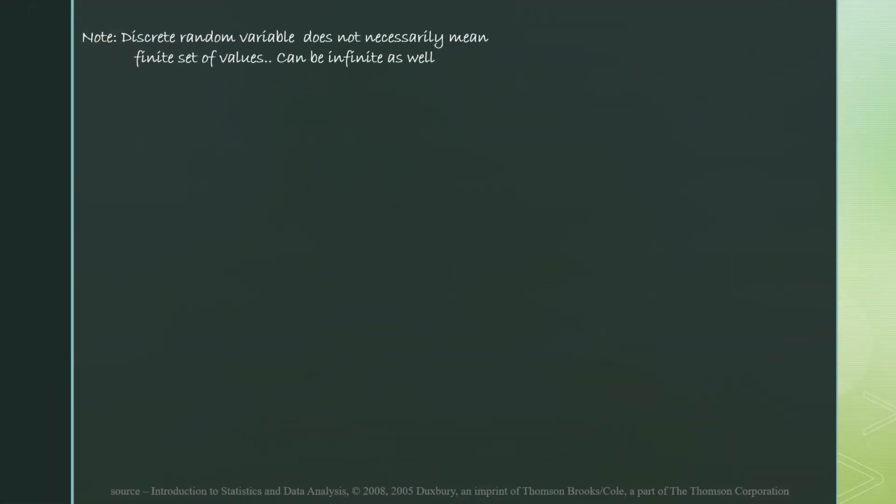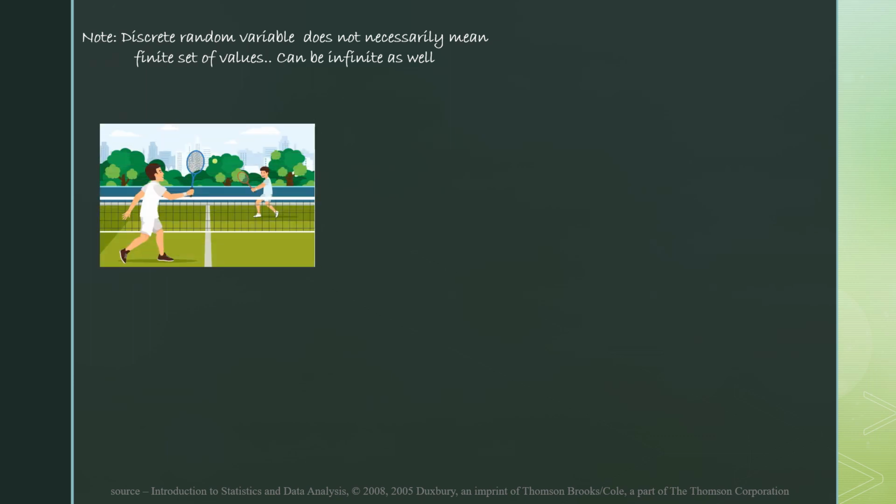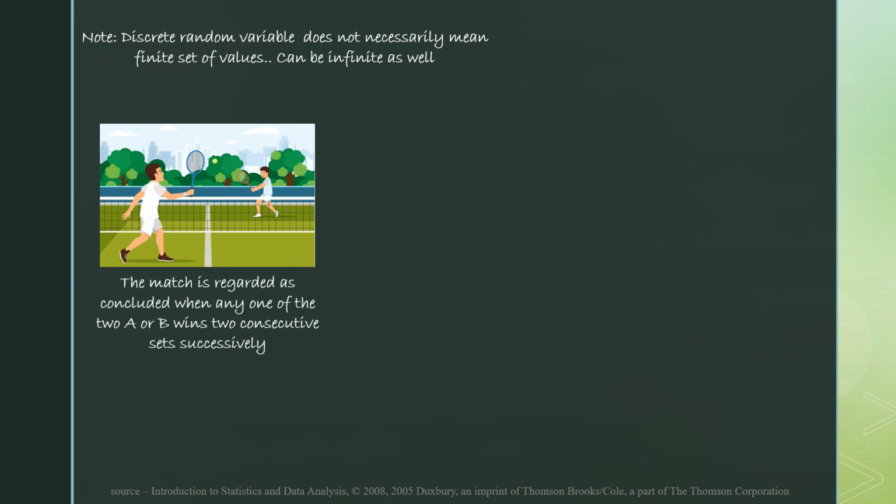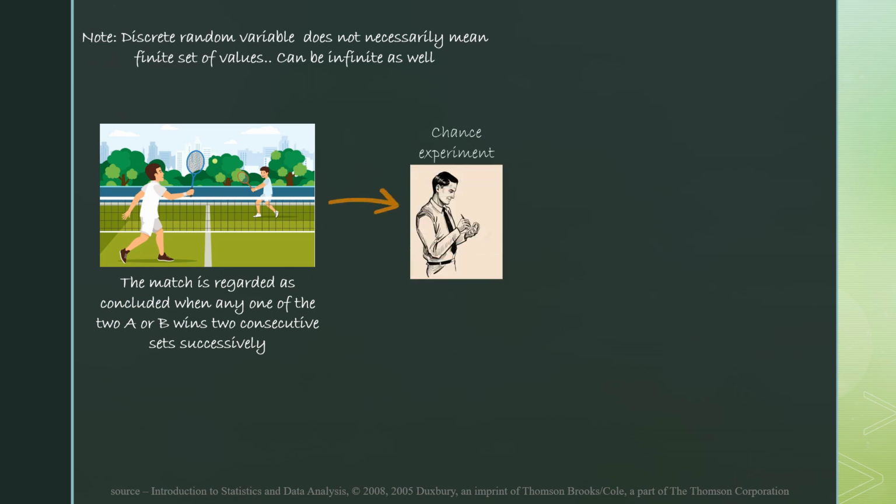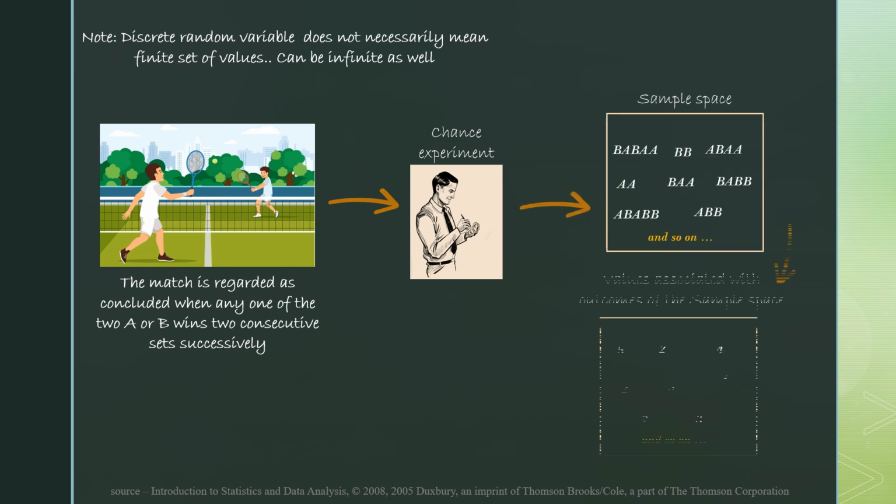Note, discrete random variables do not necessarily mean a finite set of values, they can be infinite as well. Let's see this case via this example. Let's consider a tennis match where A and B play against each other. The match is regarded as concluded when any one of the two, A or B, wins two sets successively. Let the chance experiment conducted in this case record the sequence of winners of each set on the completion of the match. The sample space will populate something like this as the chance experiment gets repeated.